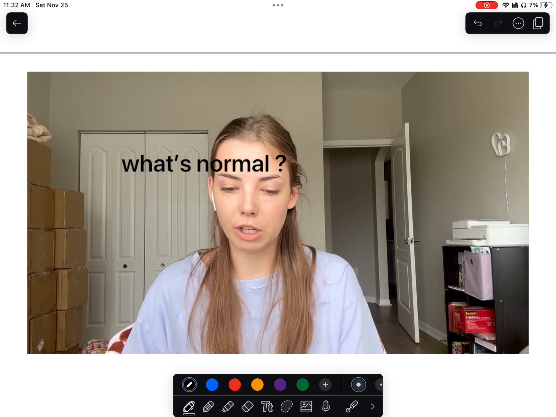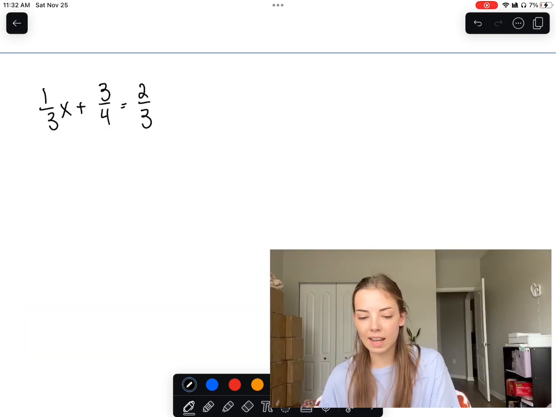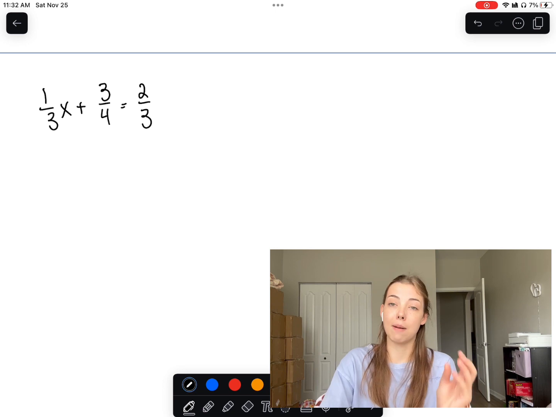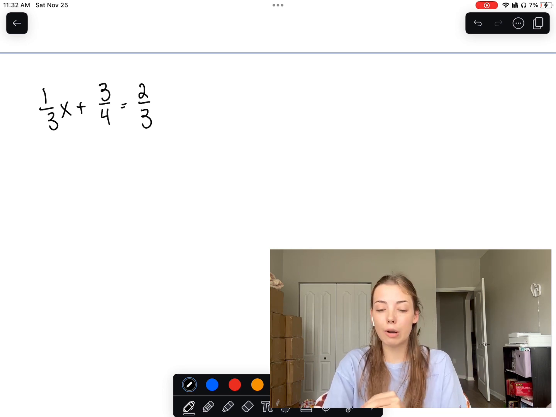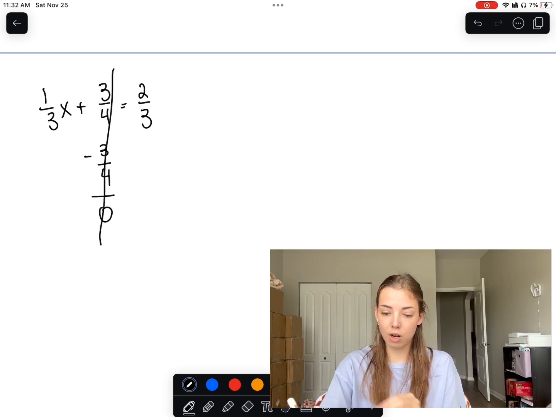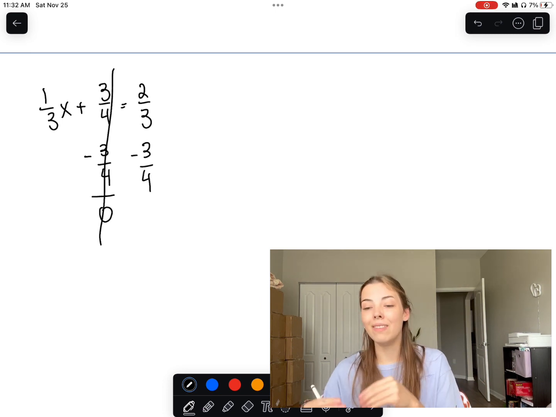So what we normally do is we have to get x by itself, get rid of its tail. In this case, that's going to be my plus 3/4. So I have to make that plus 3/4 a 0 by subtracting 3/4. So that gives me 0. So that all is going to be gone. Bye-bye. I also have to subtract 3/4 to this side.